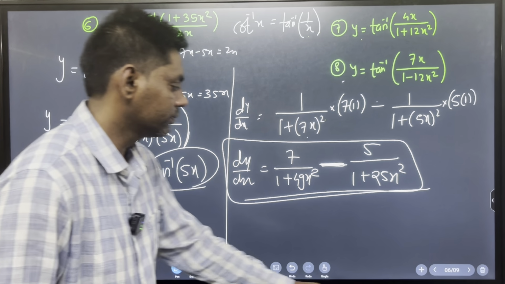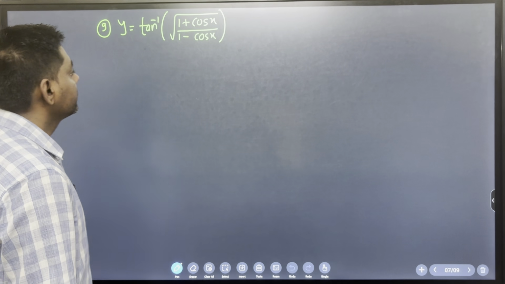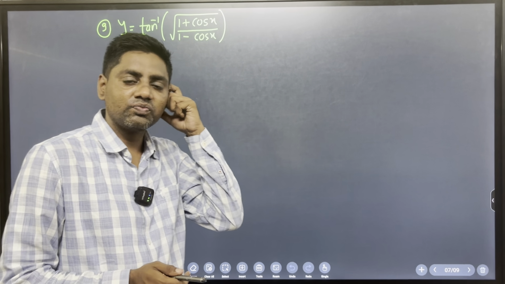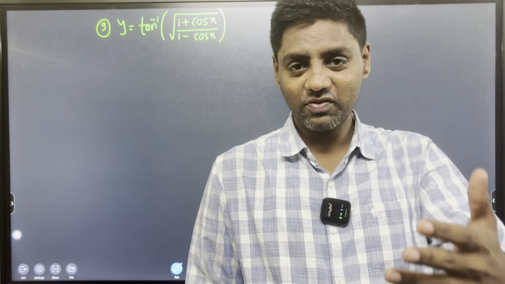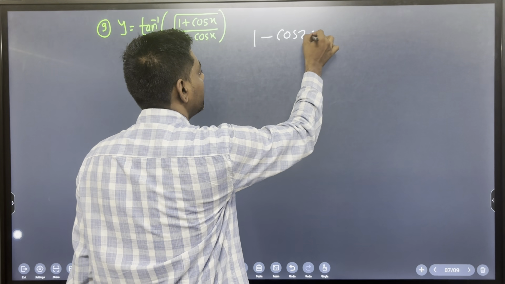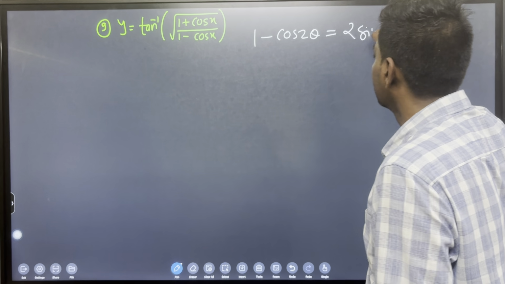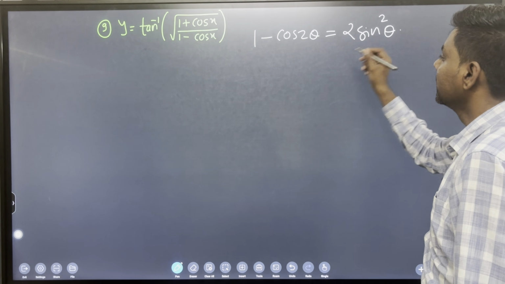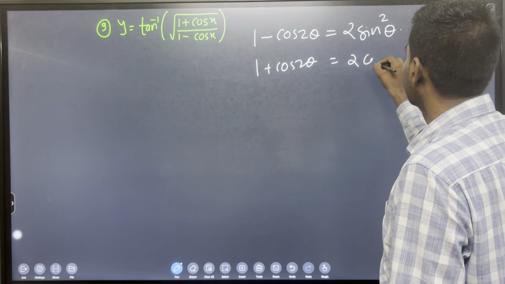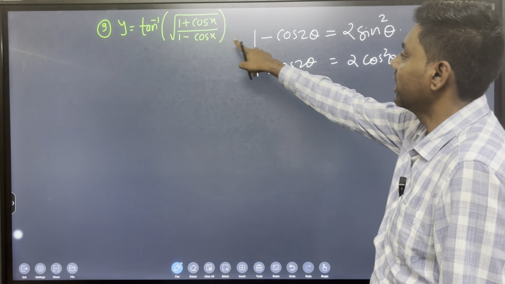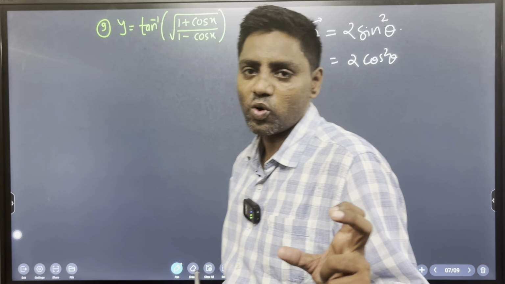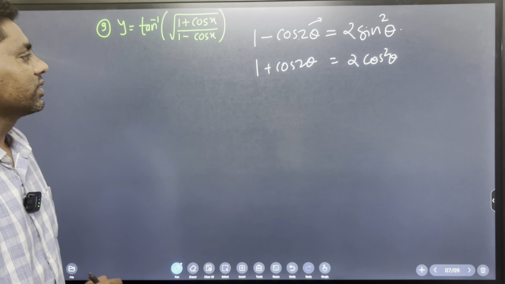Okay, next. So your next question is very easy. We just require the formulas of the multiple angle formula of cos of 2 theta. Remember, 1 minus cos of 2 theta has the answer 2 times sin square theta, and 1 plus cos of 2 theta has the answer 2 times cos square theta. But when we require only the single angle, the formula required is 1 minus cos theta means 2 times sin square theta by 2.